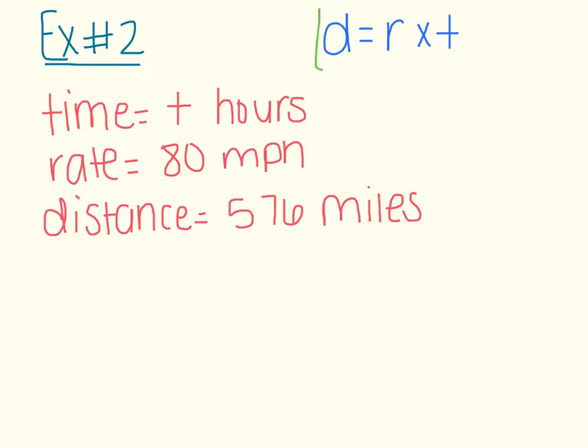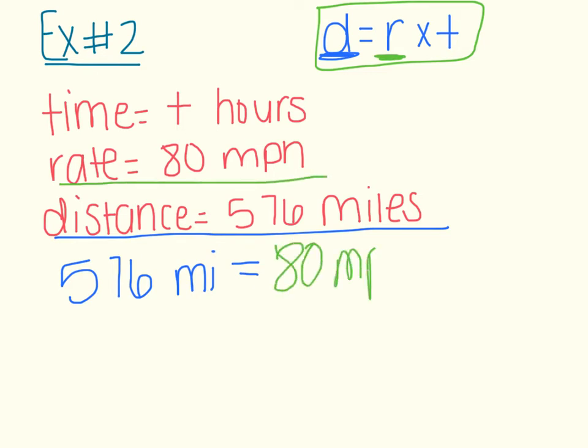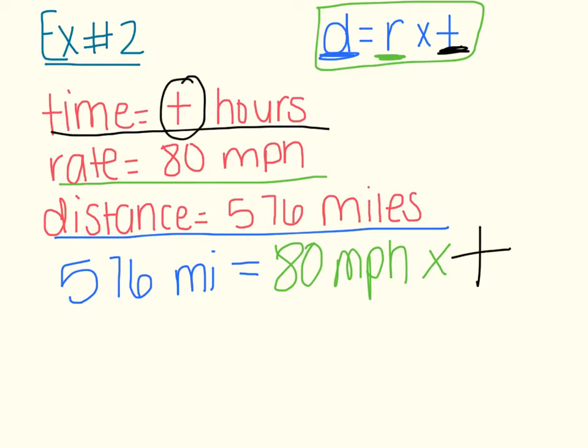Alright, using the same formula again. Starting with the D, which is distance, 576 miles, equals R, which is 80 miles per hour, times the time, which we don't know in this example, so they're using the variable T.